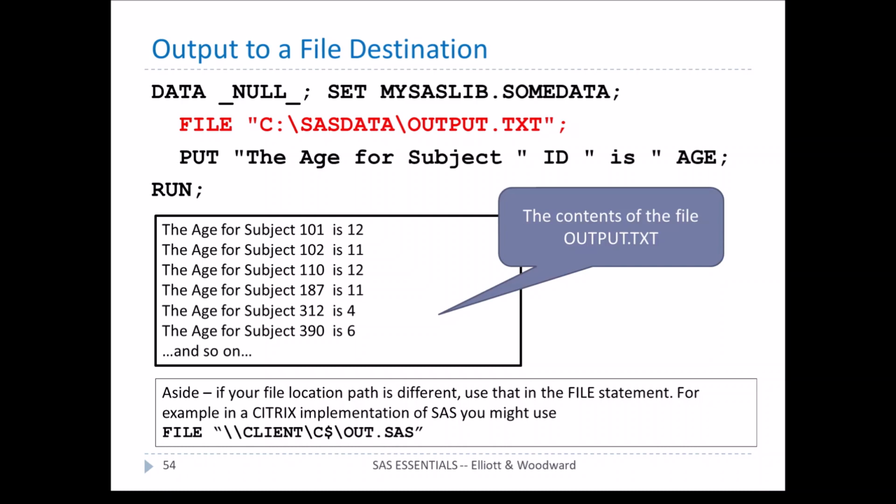All right, now let's change the output to a file destination. So you see here in red that we've changed the file print to file and then the actual file name, C:\SAS data\output.txt. Everything else is the same. And we run this, and then once we've run it, we can open up the file called output.txt, and this is the contents of that file. And so we can see now that SAS has output this text to the output file. Just a side comment, if you're using some sort of network version like the Citrix version, you may have to use a particular kind of file specification other than what we're using here, and that is dependent on what network version you're using.